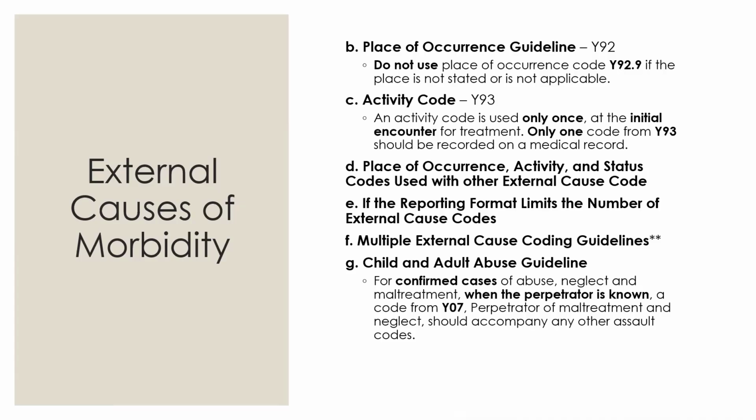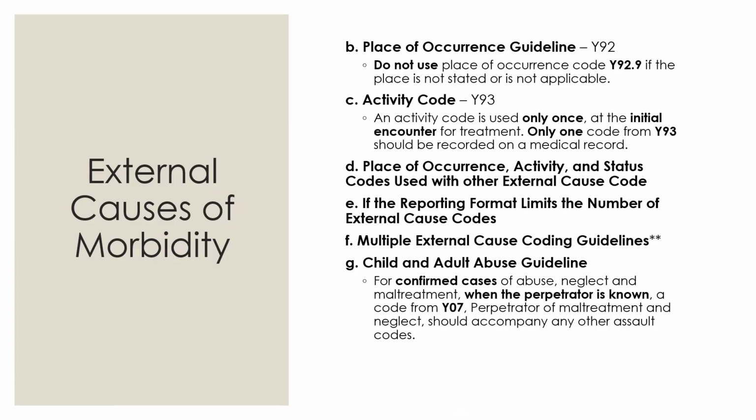So for activity codes, assign a code from category Y93 for the activity code to describe the activity of the patient at the time of the injury or other health condition that occurred. An activity code is used only once at the initial encounter for treatment. Only one code from Y93 should be recorded on the medical record. The activity codes are not applicable to poisonings, adverse effects, misadventures, or sequela.